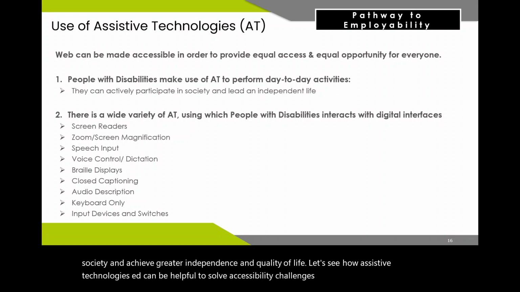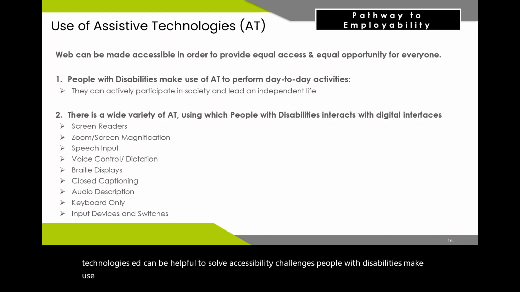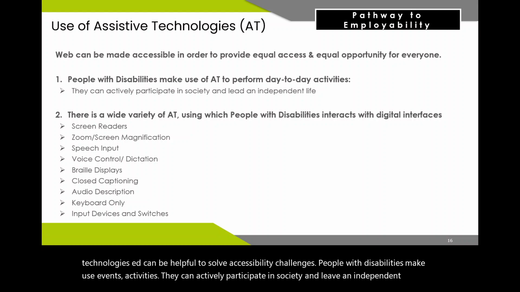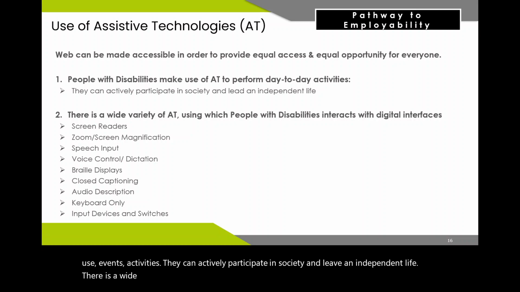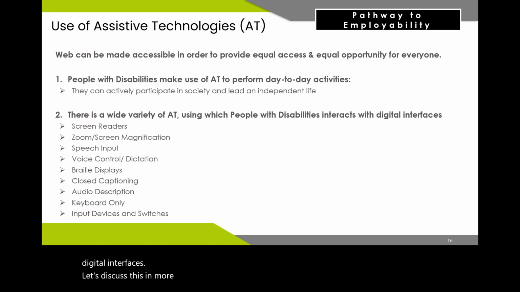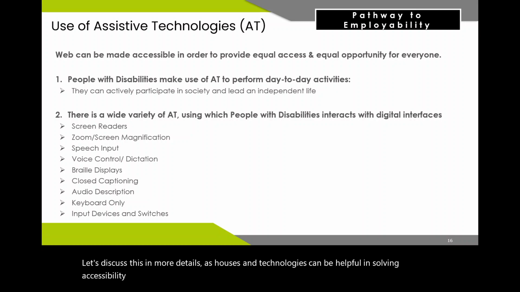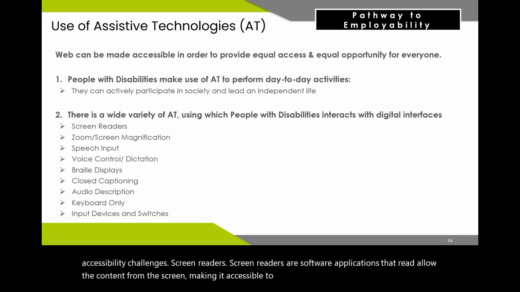People with disabilities make use of AT to perform day-to-day activities. They can actively participate in society and lead an independent life. There is a wide variety of AT, using which people with disabilities interact with digital interfaces. Let's discuss in more detail how assistive technologies can be helpful in solving accessibility challenges. Screen readers. Screen readers are software applications that read aloud the content of a screen, making it accessible to individuals with visual impairments. They convert text and other visual elements into synthesized speech or braille output.